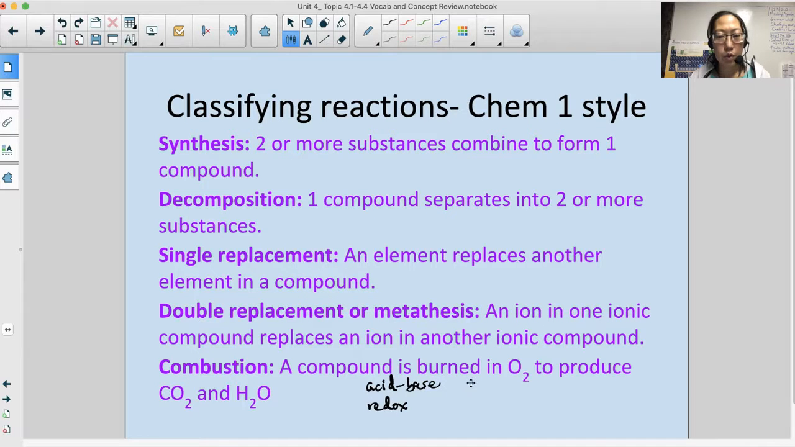We'll look at special decompositions. Okay, so some special decompositions, we'll be able to look at those. So these are not the only ways to classify the types of reactions. There are many other ways to classify reactions, so we'll learn about those in this unit as well.